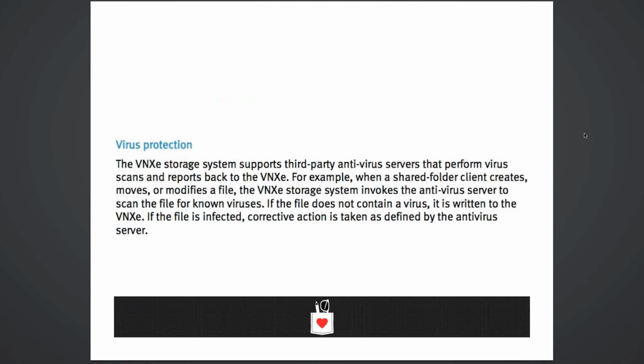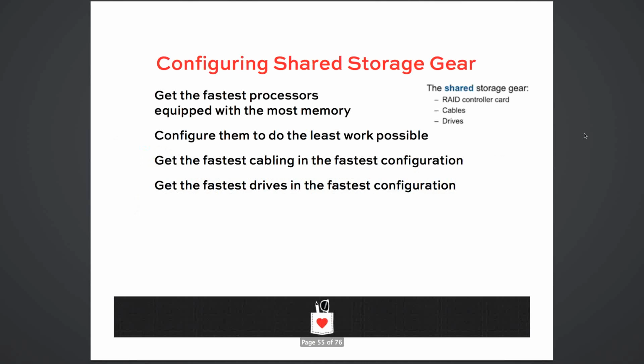This is a screenshot out of storage vendor EMC's manuals. EMC actually lets the SAN do antivirus inside the SAN. I know a lot of DBAs say, I would never run antivirus on a SQL server. That's crazy. It uses too much power. You might even be doing it inside the SAN and not even know. In order to really configure this stuff correctly, you've got to follow the best practices from every single vendor. Get the fastest processors you can. Have those processors do as little work as possible.